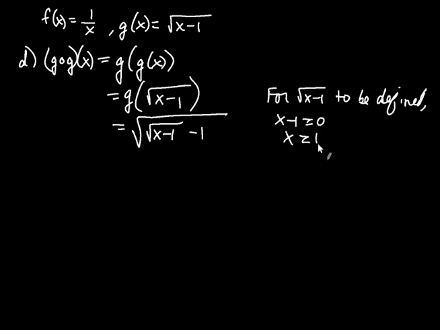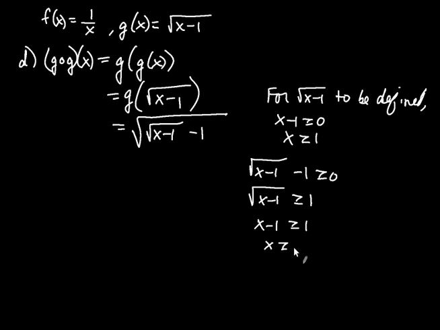That's the first restriction. The second restriction says, hey, what about the big radical? Well, everything under it has to be greater than or equal to 0. So what we need now is that the square root of x minus 1, minus 1, has got to be greater than or equal to 0, because that's everything under the other radical. So for this restriction, that means that the square root of x minus 1 has got to be greater than or equal to 1. And because these are both positive, we square both sides and we get x minus 1 is greater than or equal to 1. That is, x is greater than or equal to 2.